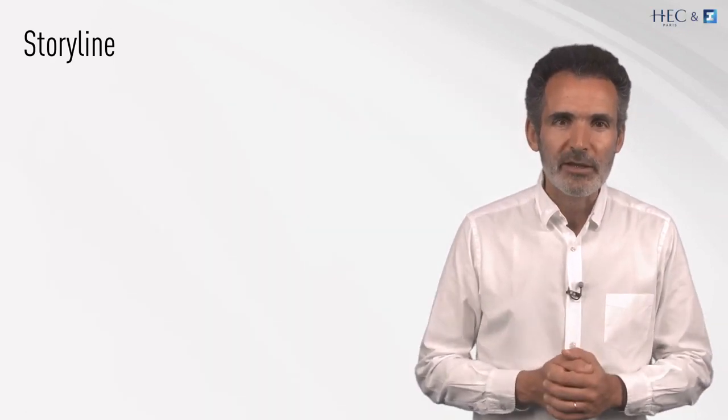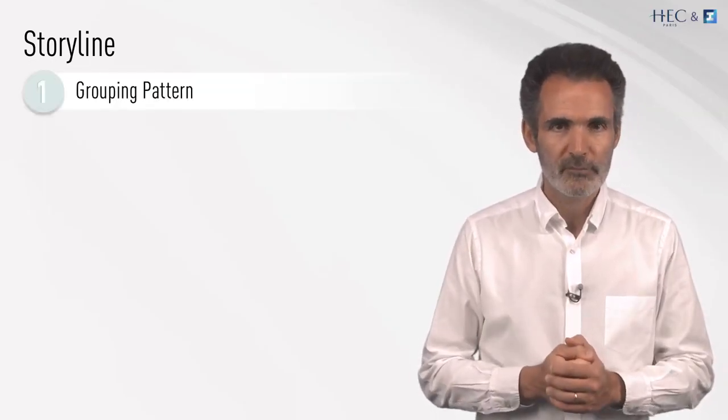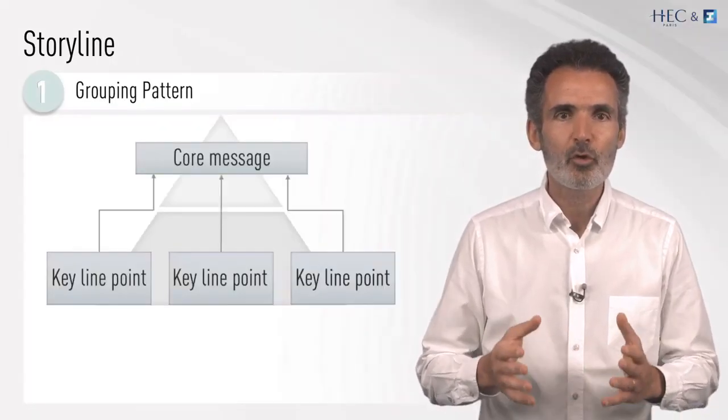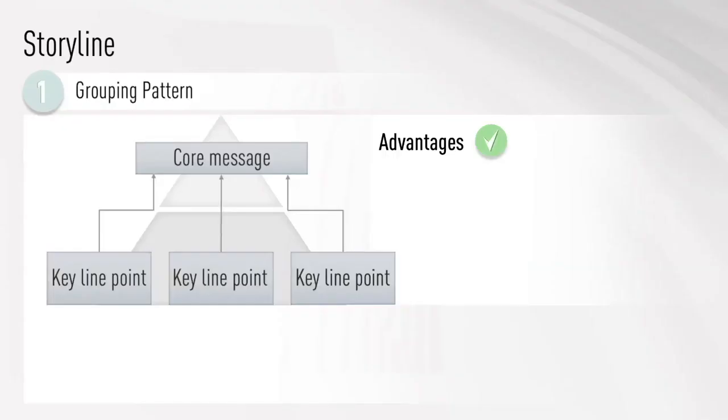To develop a storyline, you can use two main patterns. The first is a grouping pattern. In a grouping pattern, all key line points support the core message in parallel. For example, after saying that you recommend hiring the candidate, you present reasons to hire her in three categories: technical competencies, interpersonal skills, motivations.